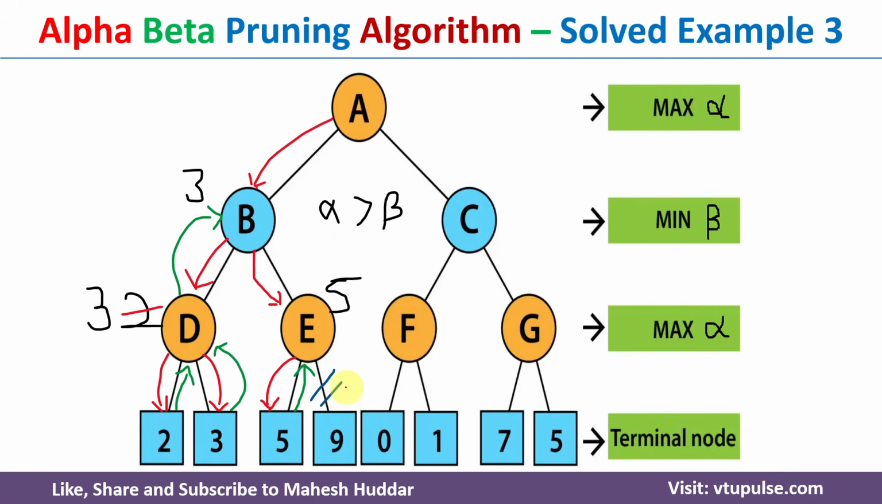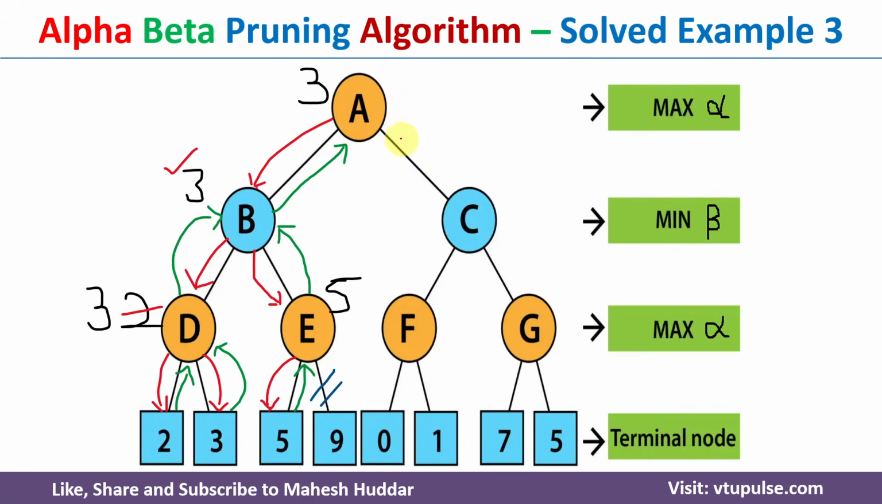We will prune this branch and we will back propagate this E value to the node B. But this B takes only the minimum value because B is in the minimum position. So in between 3 and 5, the minimum value is 3, so the B value will be 3. Now we need to back propagate this 3 value to the node A. So now the A value will be 3.